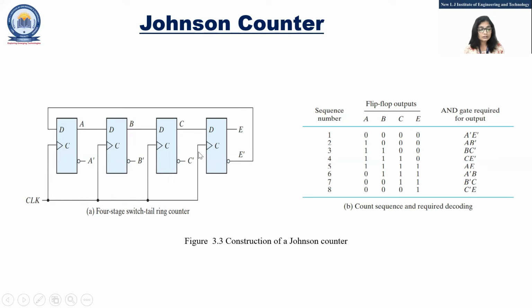Now we'll see the function of this. Initially, all the flip-flop outputs will be 0, 0, 0, 0. You can see here in the first clock pulse, the output will be 0, 0, 0, 0.